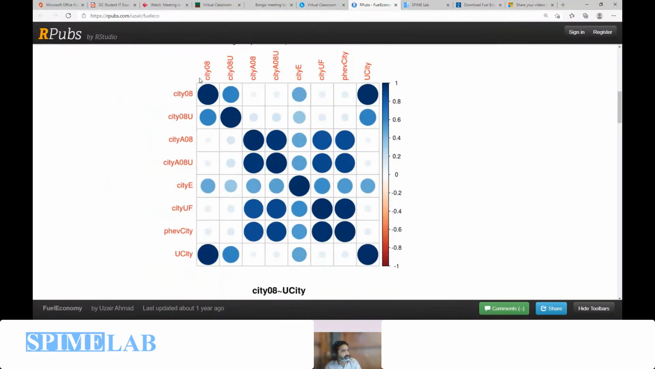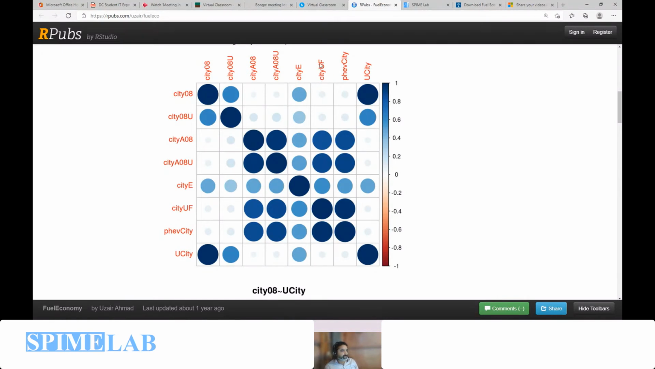On both x and y axis, we put the variables that we want to check the correlation for, and we see that uCity is highly correlated with city E and city 08U. The big blue colored circles represent positive correlation, and red colored circles would represent negative correlation.